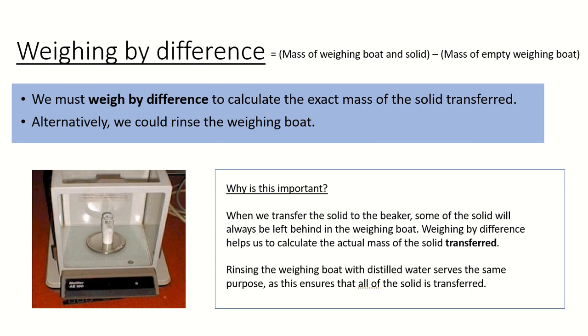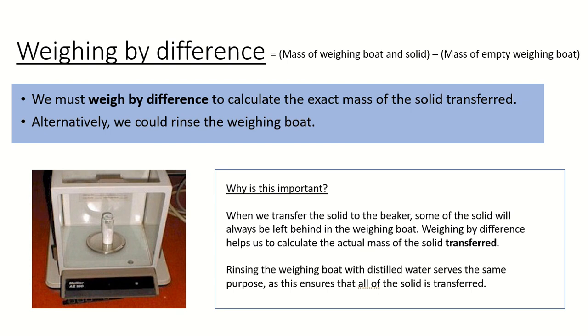So now, I thought it would be nice to look at all the important steps and basically why we do them and how they help us to ensure that our final results will be accurate. So, the first thing is weighing by difference. We must weigh by difference to calculate the exact mass of solid transferred. So this is one of the first steps you would do. You'd weigh your weighing boat and the solid that you're going to use for the experiment.